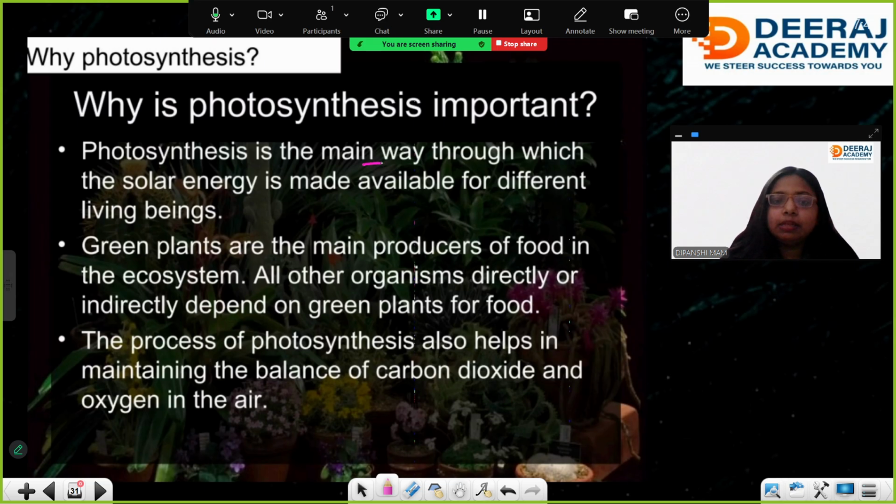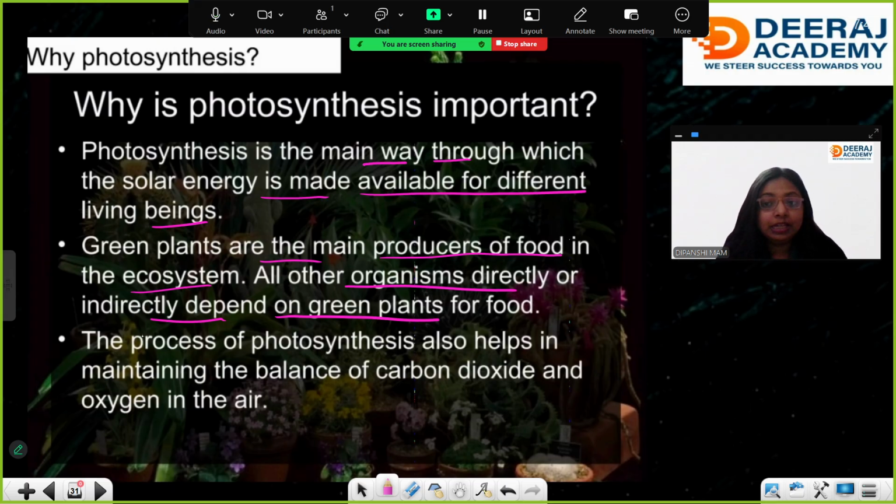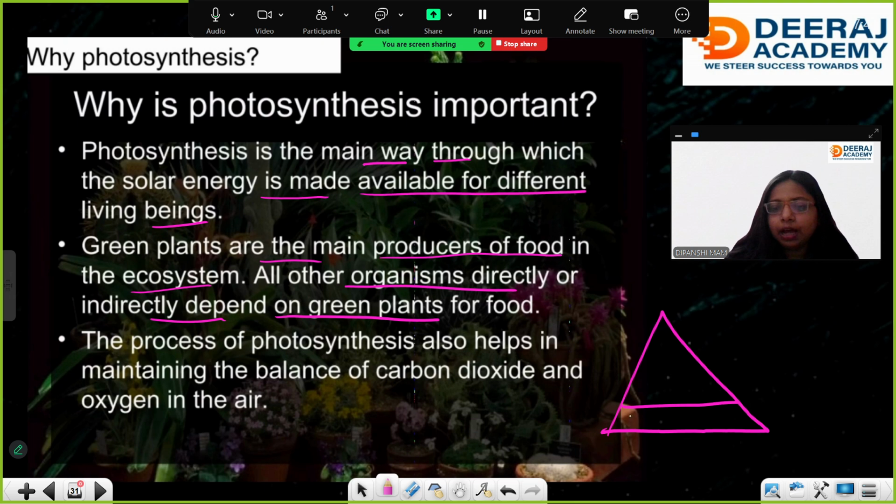Why is photosynthesis important? Photosynthesis is the main way through which solar energy is made available for different living beings. Green plants are the main producers of food in the ecosystem, and all other organisms directly or indirectly depend upon green plants. Can you see the importance of green plants? Even in grade 10 biology, green plants occupy the lowermost level of the trophic level, which is why they have the highest amount of energy. This pyramid shows that energy is highest in the green plants.